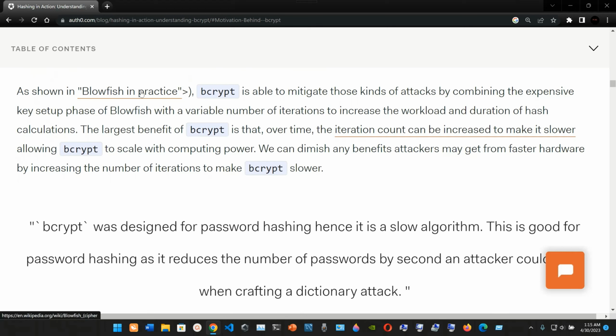As shown in the Blowfish in practice article, you can follow the link and read it. Bcrypt is able to mitigate those kinds of attacks by combining the expensive key setup phase of Blowfish with a variable number of iterations to increase the workload and duration of hash calculations. The largest benefit of Bcrypt is that over time, the iteration count can be increased to make it slower, allowing Bcrypt to scale with computing power. We can diminish any benefits attackers may get from faster hardware by increasing the number of iterations to make Bcrypt slower.